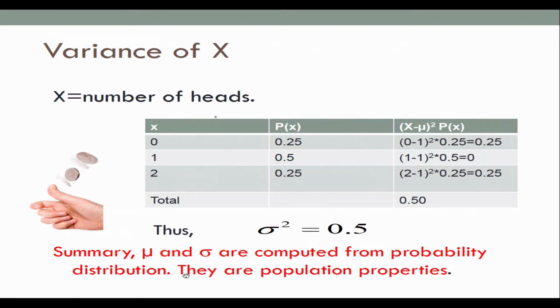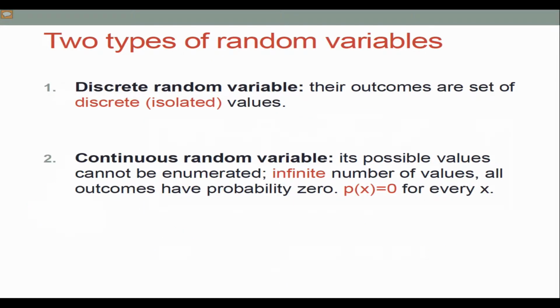Here, I want to emphasize that both the mean and the variance we just calculated are based on the probability distribution. They are the population properties. They are not calculated from the sample data. Is that okay? It's just based on the underlying probability model. This is what we call the population properties.